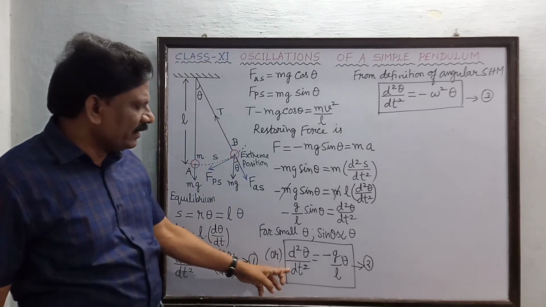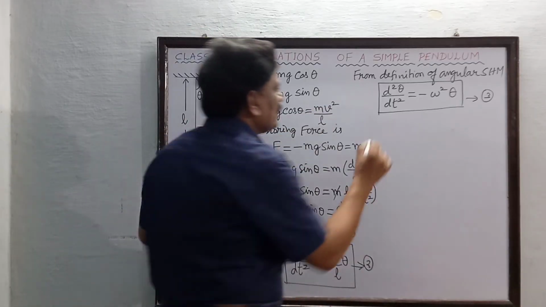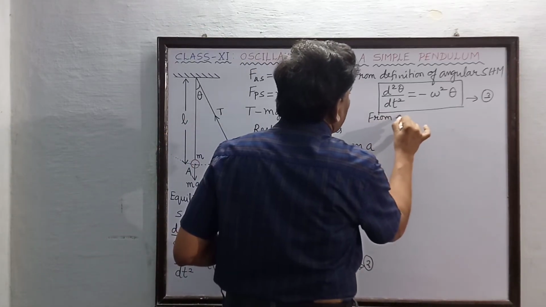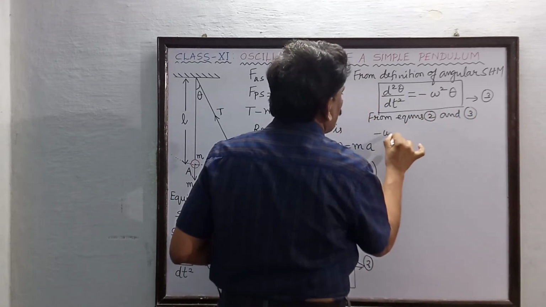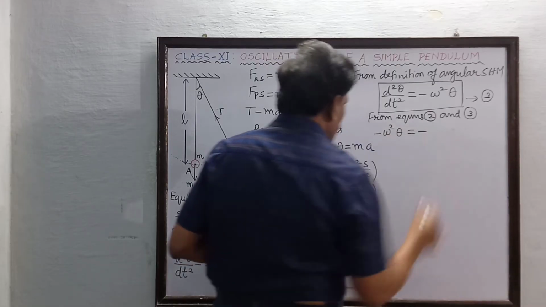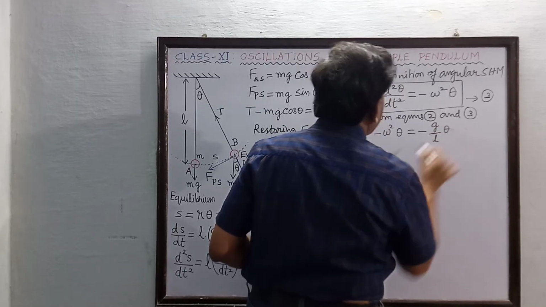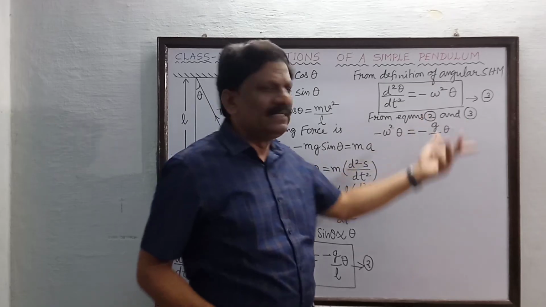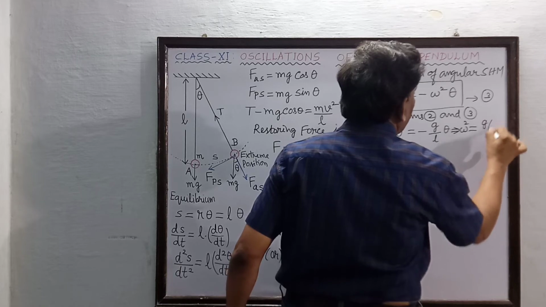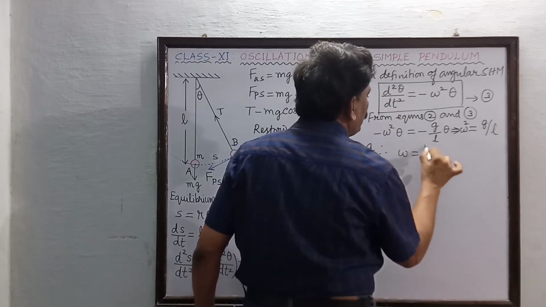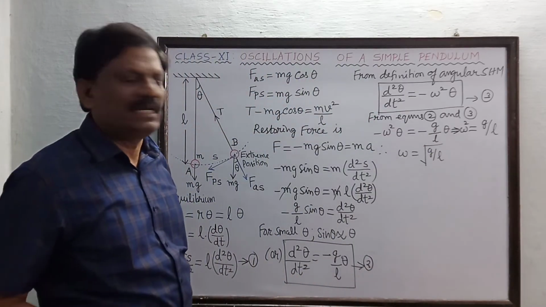Now you compare: the left hand sides of equations 2 and 3 are the same. Therefore I am going to equate the right hand sides. From equations 2 and 3, minus omega square into theta is equal to minus g by L into theta. Minus and theta get cancelled, so omega square is equal to g by L. Therefore omega is equal to the square root of g by L.